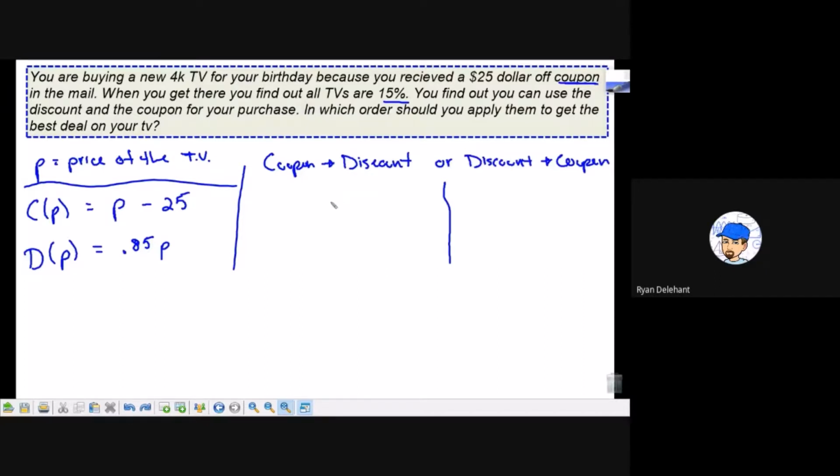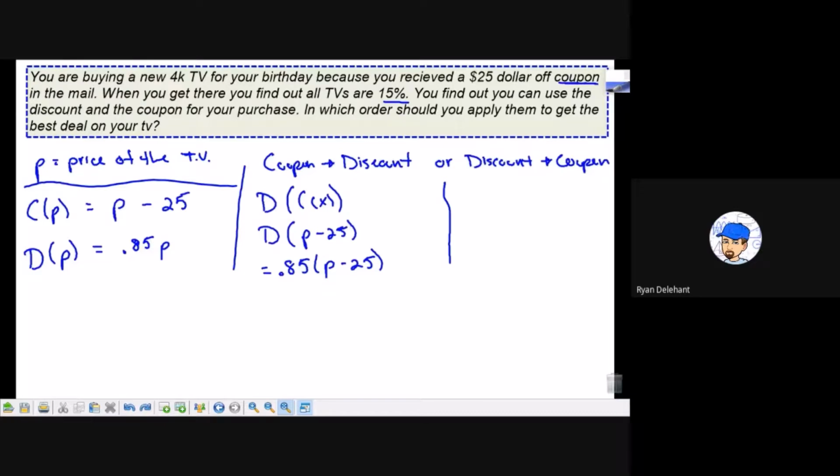Let's find the composition of these things. So we want coupon, then discount. That means the discount's the outside function. The coupon is the inside one. So to find this, we need discount of the price of the TV minus 25. That means we've got to multiply this by 0.85. Let's finish simplifying that out. Well, let's leave it for a second. We'll come back to it.